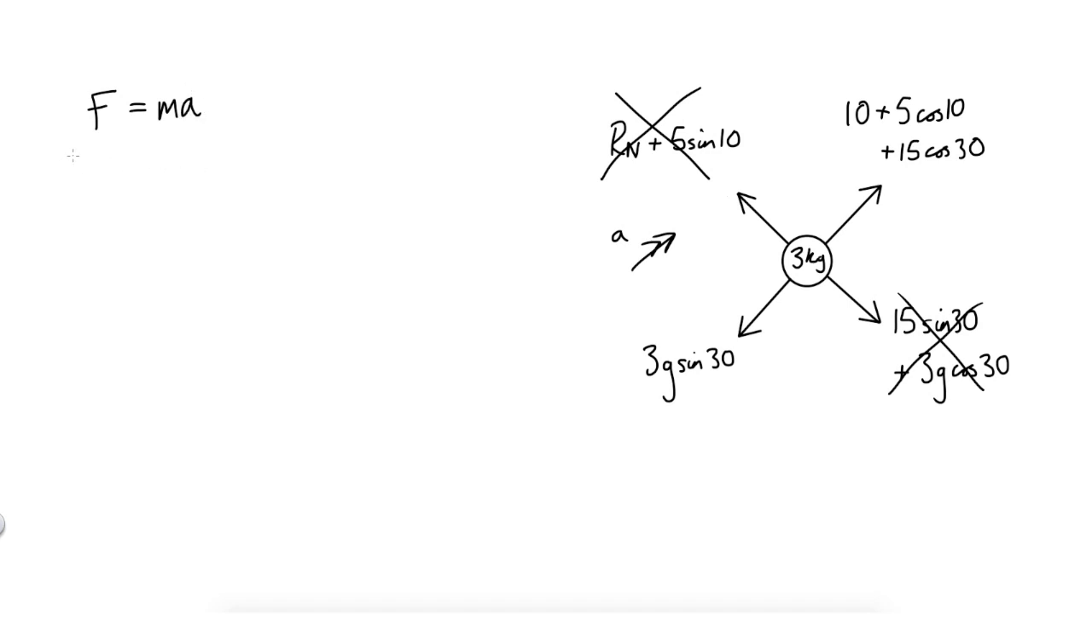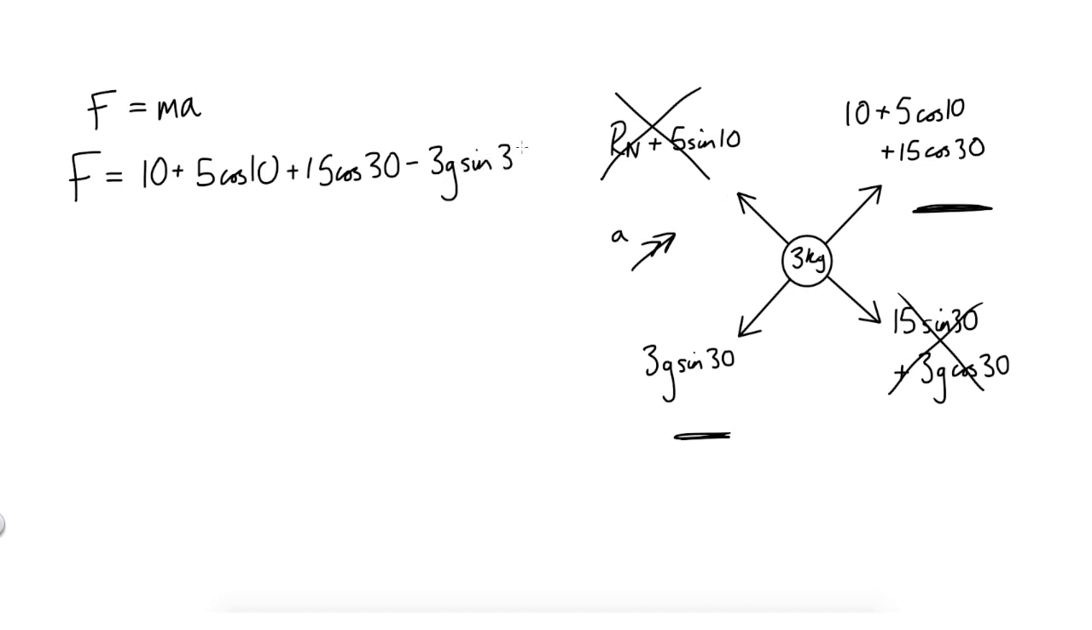Now my resultant force is going to be this force here subtract this force here. So my resultant force is going to be 10 plus 5 cos 10 plus 15 cos 30, subtract the gravitational component down the plane, which is 3g sine 30. Okay, and all of this is going to then equal ma.